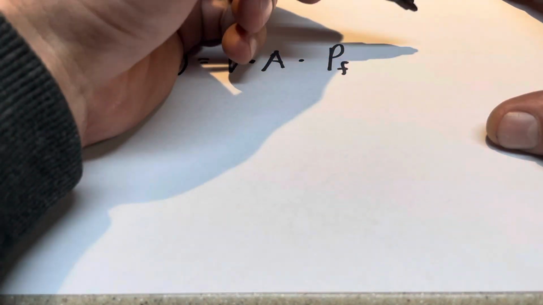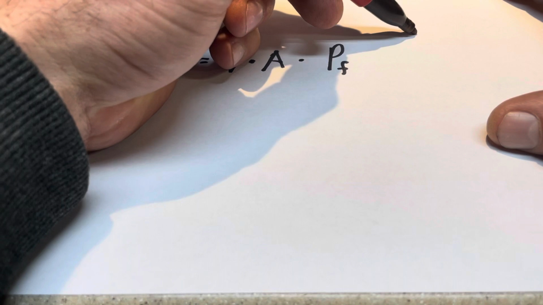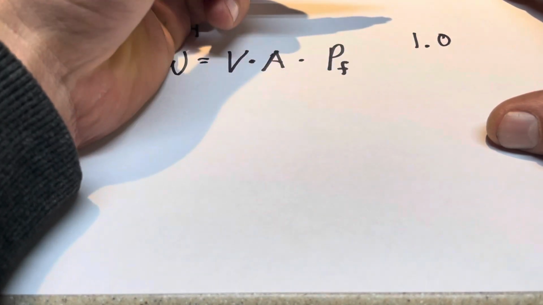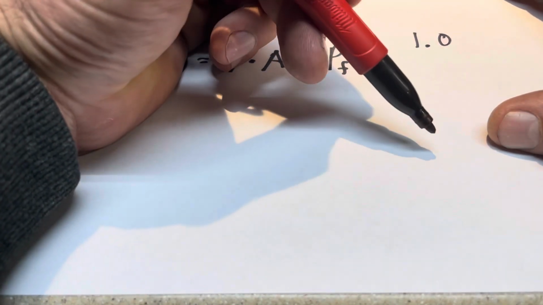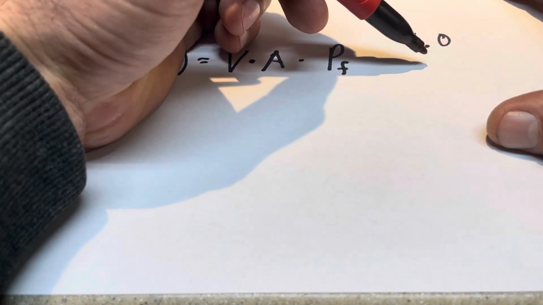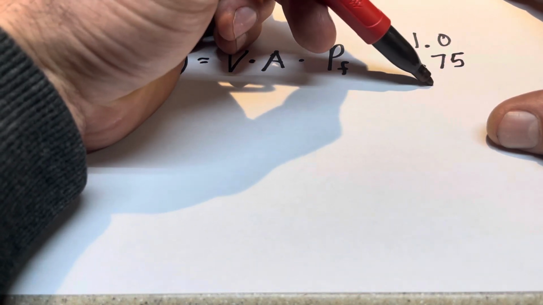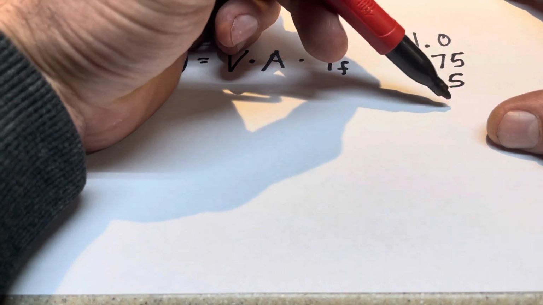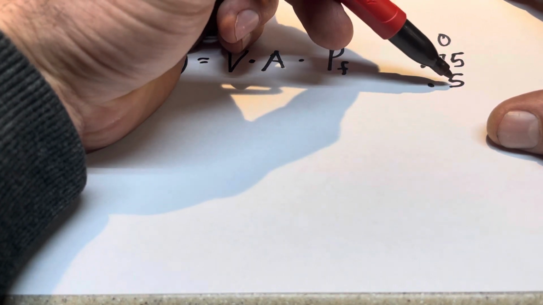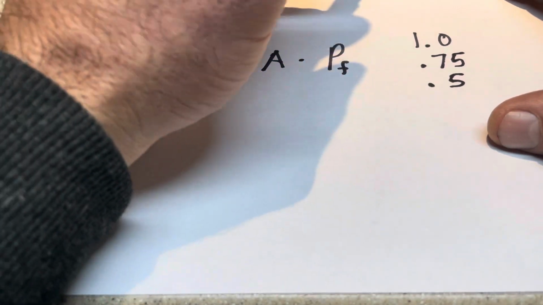Now, a perfect power factor is 1.0, and then it goes down from there. You can have any number that's smaller than 1 as a power factor, and the lower it goes, the worse the power factor is.